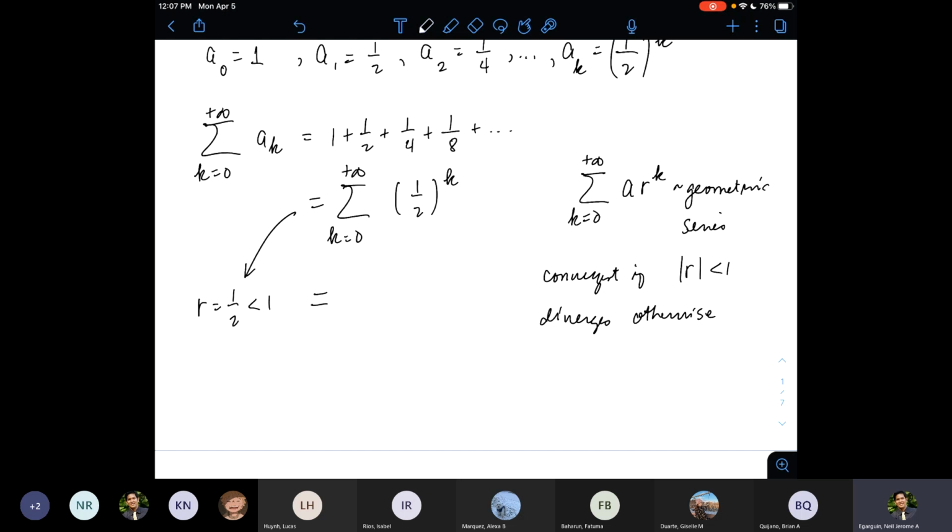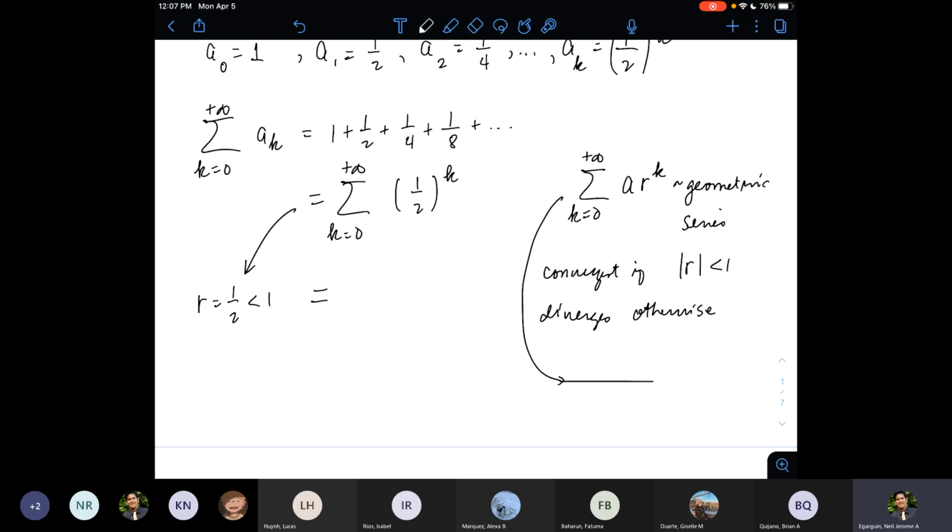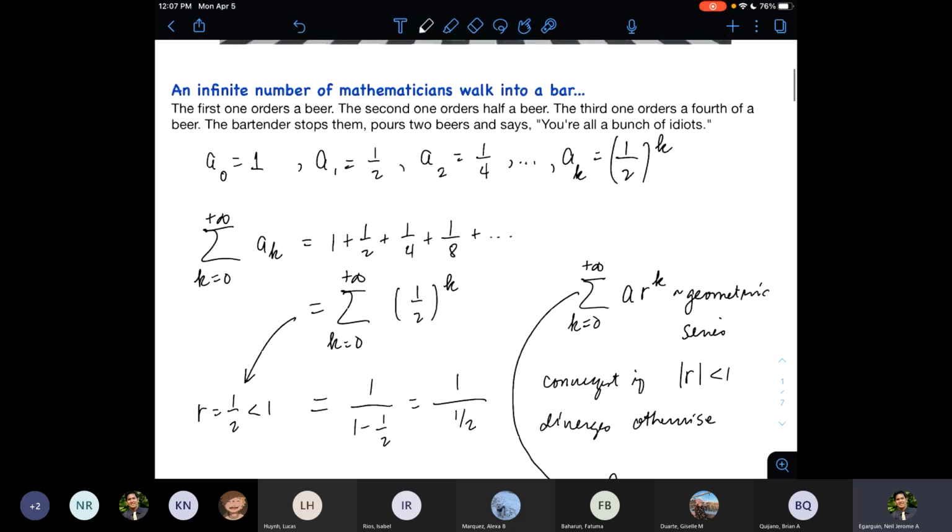And actually, for a convergent geometric series, the sum is equal to a over 1 minus r, right? a is the scalar multiplier. If you look at the specific problem that we have, a is equal to 1. So the numerator is 1, over 1 minus the common ratio. So this would be 1 over 1/2, which equals 2. And that's what the bartender concluded here.